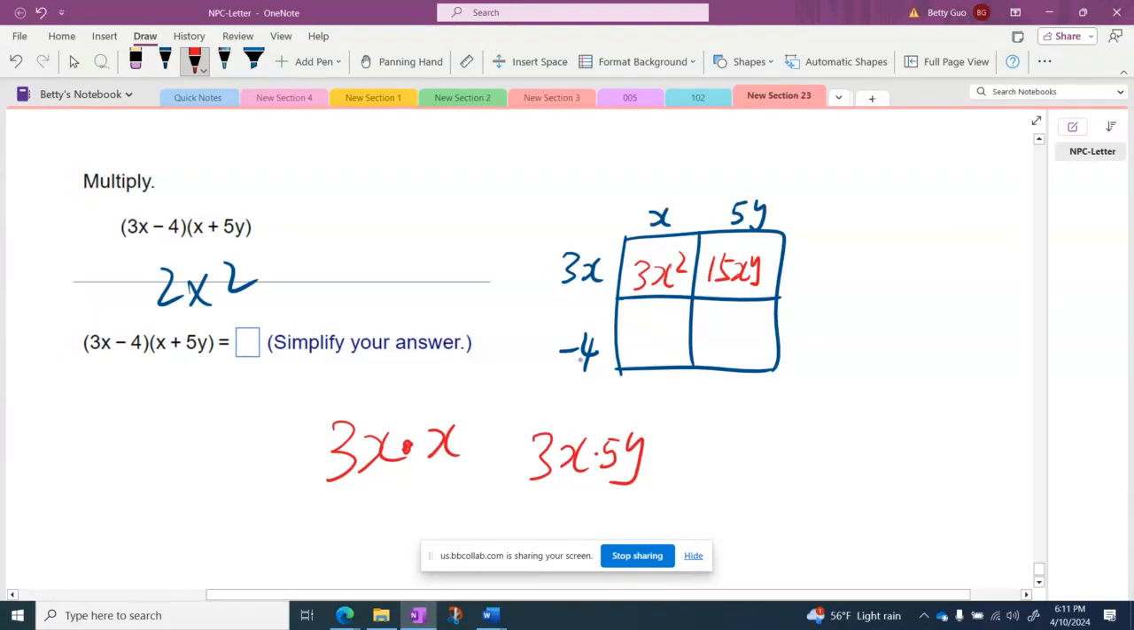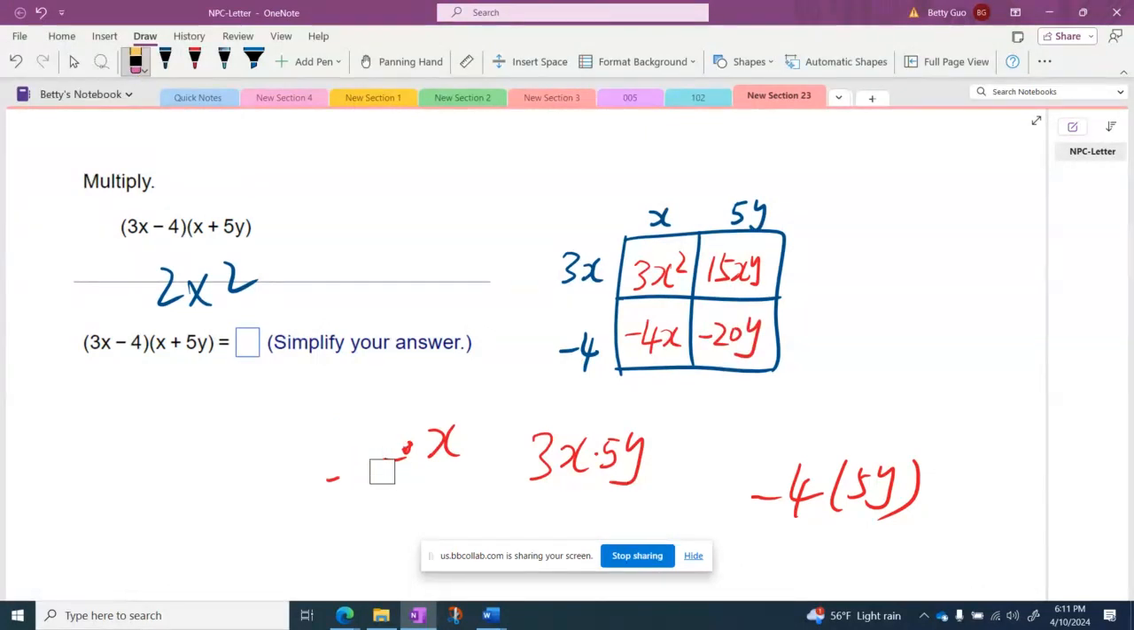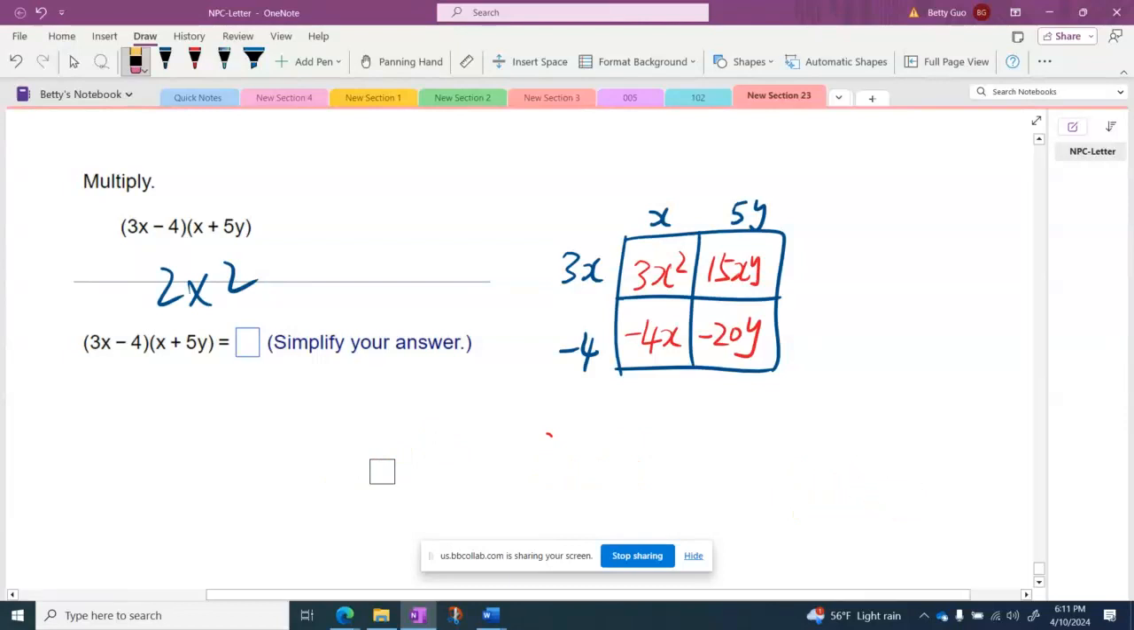Row 2, column 1, we have 94 times x. It's simply just 94x. The last cell, row 2, column 2, is 94 times 5y, which is -20. Keep the variable y. So those are the 4 terms in the box. And we are going to add them up to give us the product of the multiplication of the two polynomials.